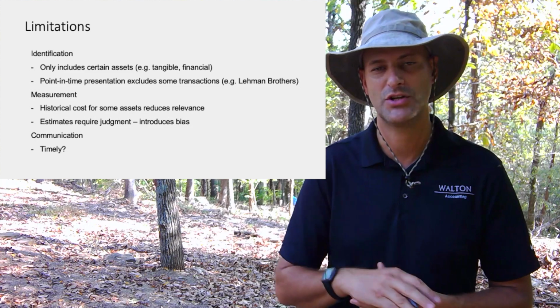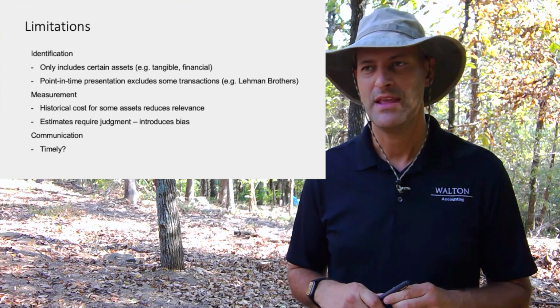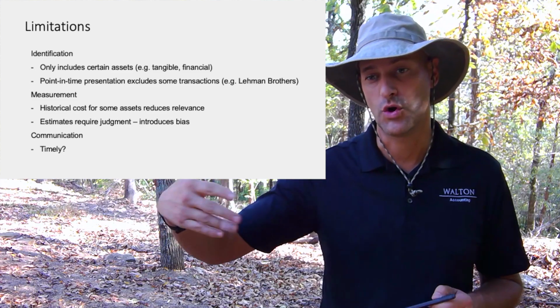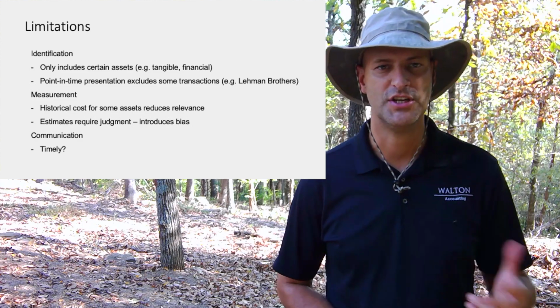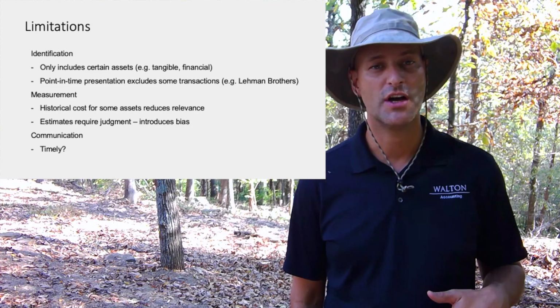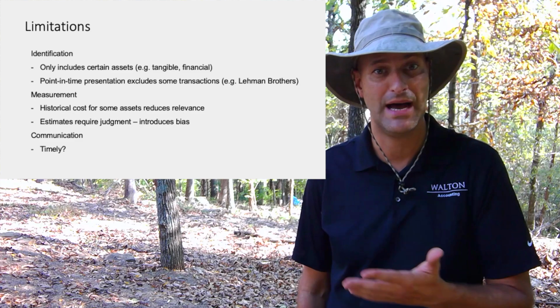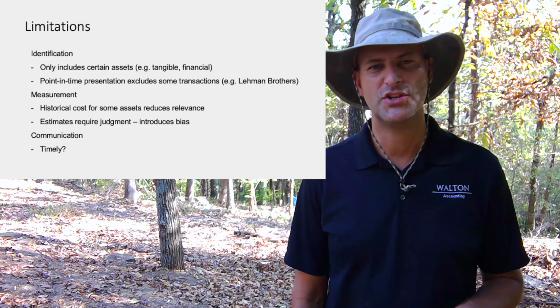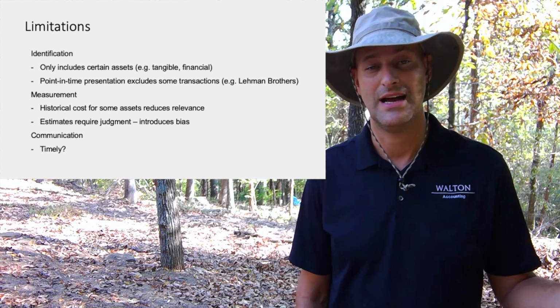So the point-in-time measure actually caused some problems with Lehman Brothers, and that is a limitation on the balance sheet, where we basically ignore or don't even identify assets that come and go within a quarter. Measurement: a lot of the assets and liabilities are still reported at historical costs on the financial statements, and they incorporate a lot of estimates, which introduces management judgments and biases. So those are some measurement issues. And then just like the income statement, the balance sheet is not overly timely. It's like 4 weeks to 4 months before it's being reported to investors.